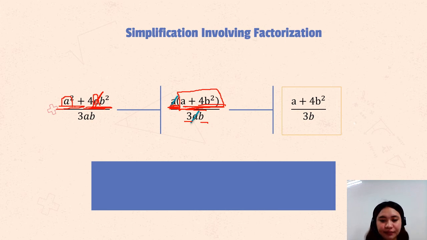Again, a squared plus 4ab squared all over 3ab is equal to a plus 4b squared all over 3b.